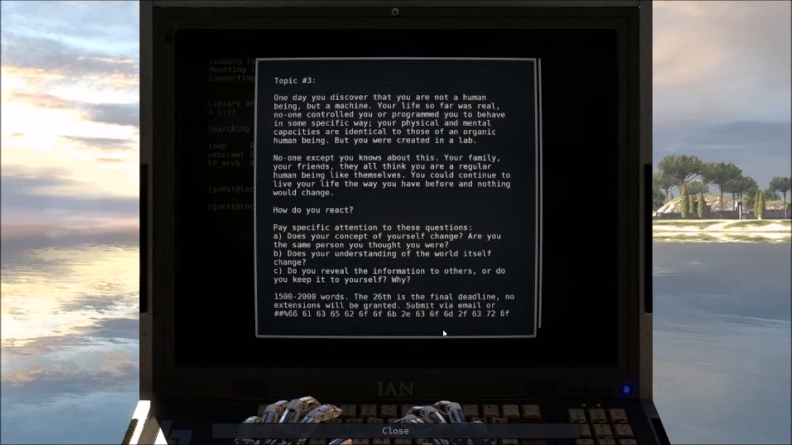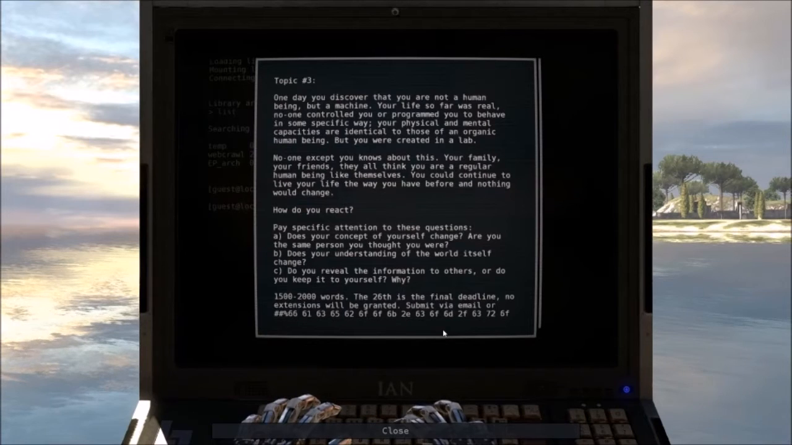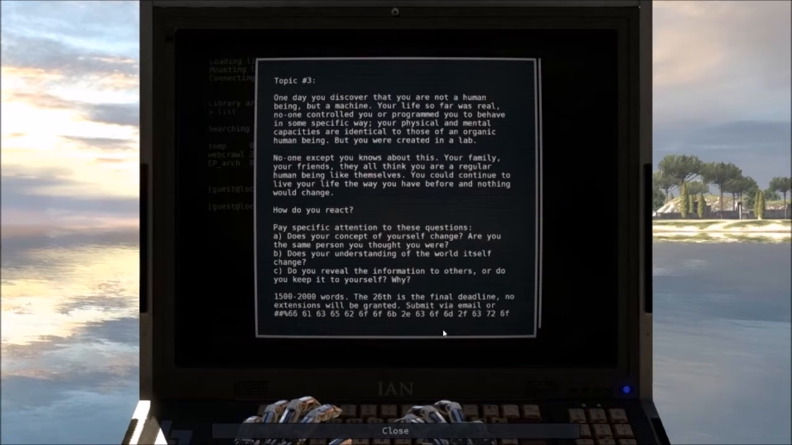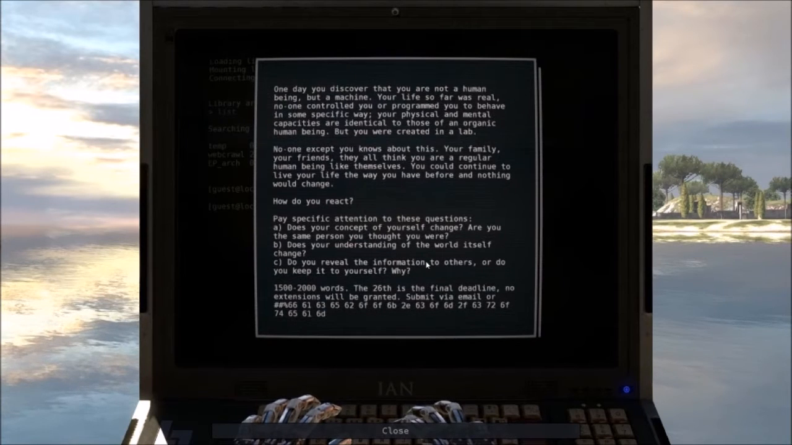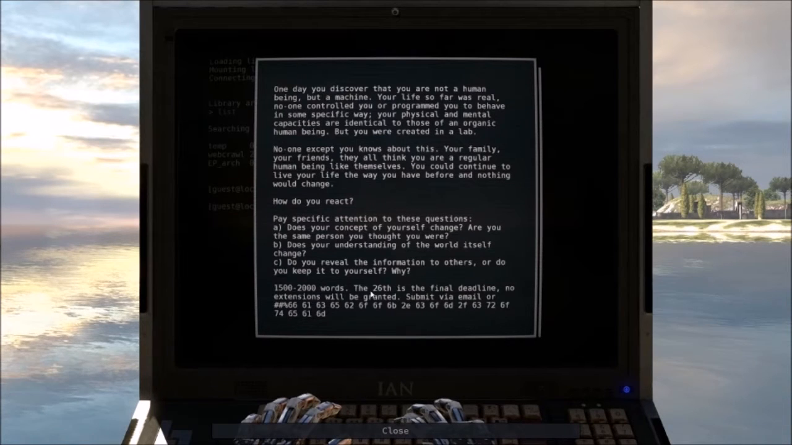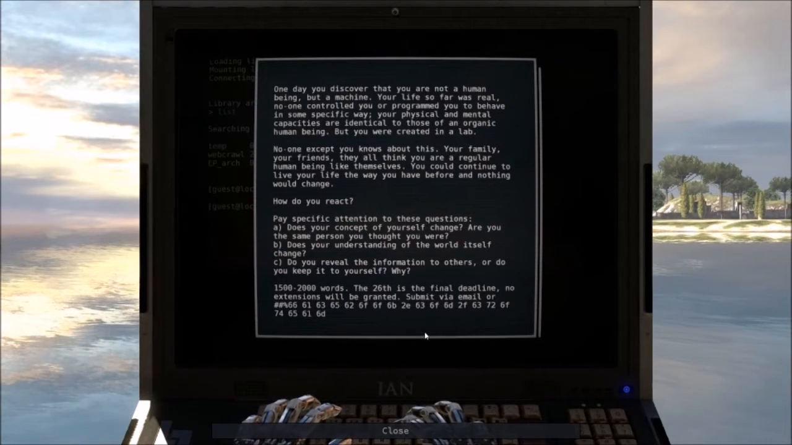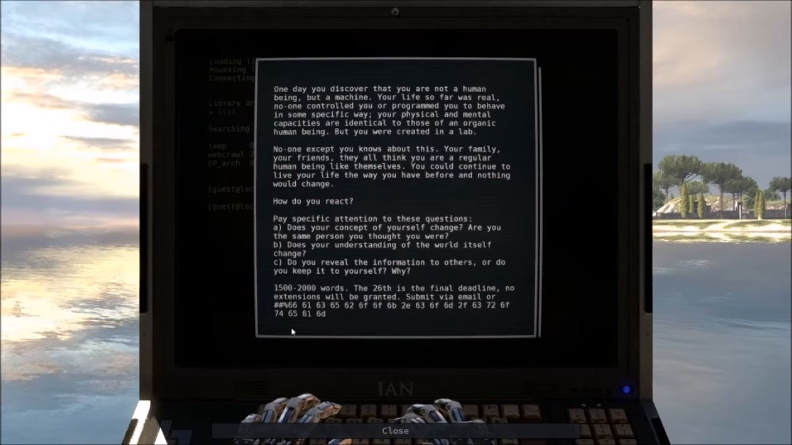How do you react? Pay specific attention to these questions. Does your concept of yourself change? Are you the same person you thought you were? Does your understanding of the world itself change? Do you reveal the information to others, or do you keep it to yourself? Why? 1,500 to 2,000 words. The 26th is the final deadline. No extensions will be granted. Submit via email or blah blah blah blah blah.